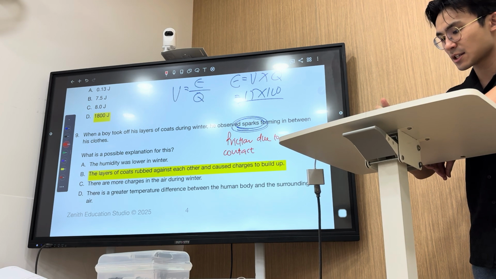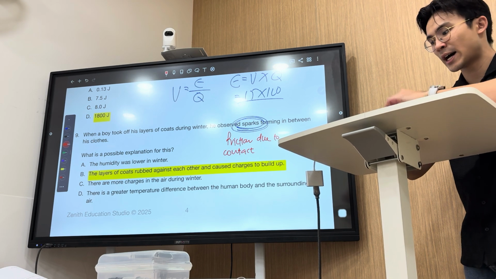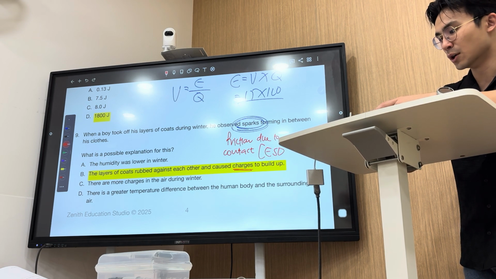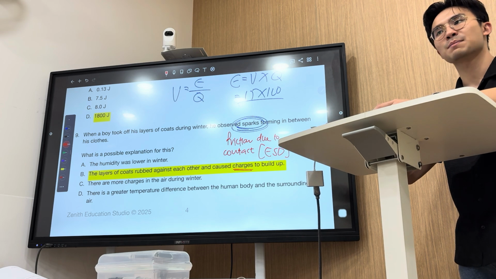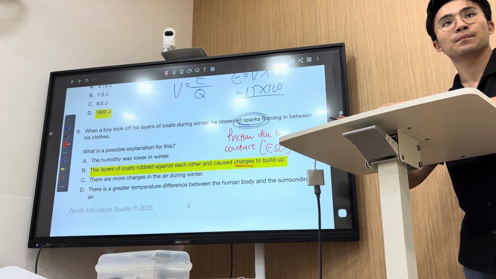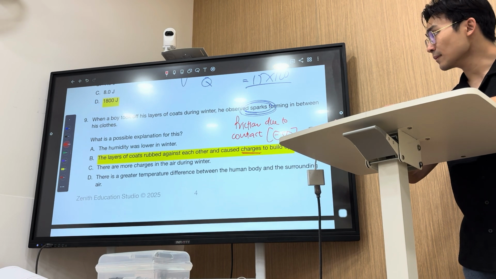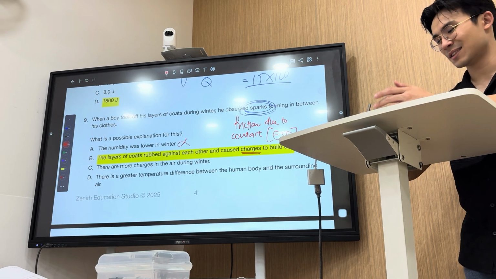Okay, you touch, and there will be a lot of friction, so you generate charges. This is your electrostatic discharge. If you are confused, read through the notes. Second last page, there is a question on it. The boy touched the doorknob, and so on. Humidity lower, all this kind of thing.